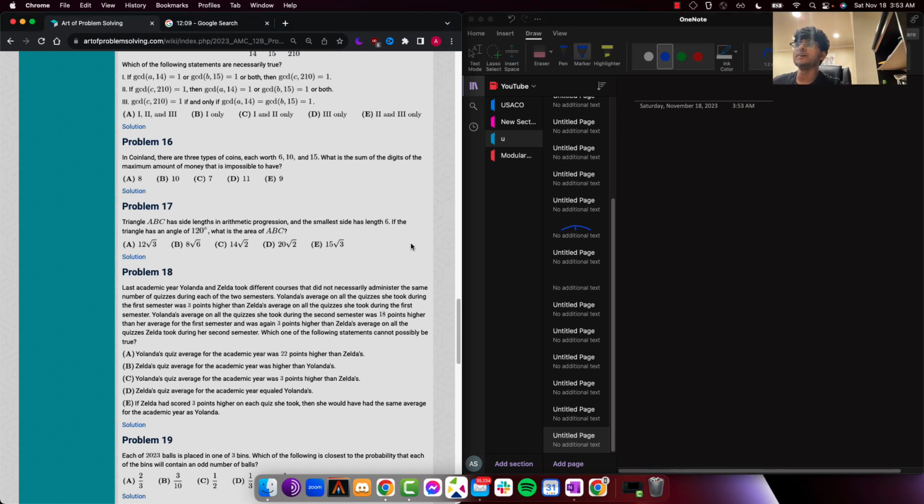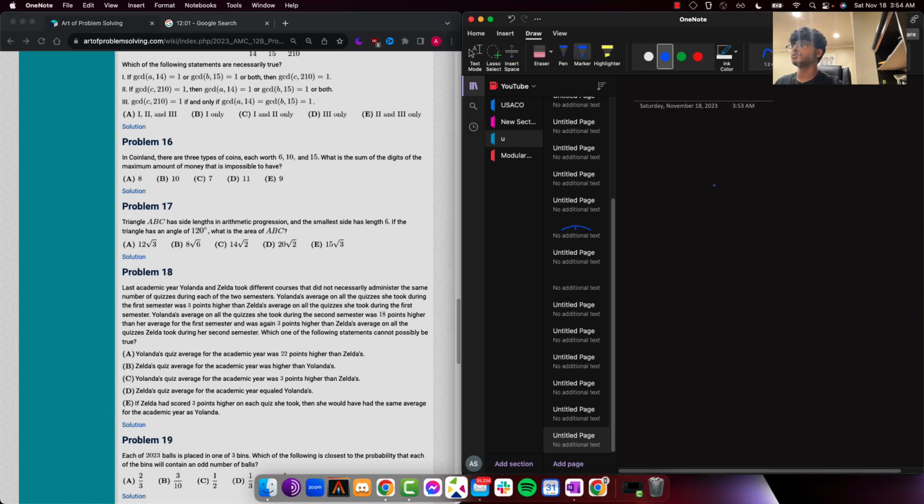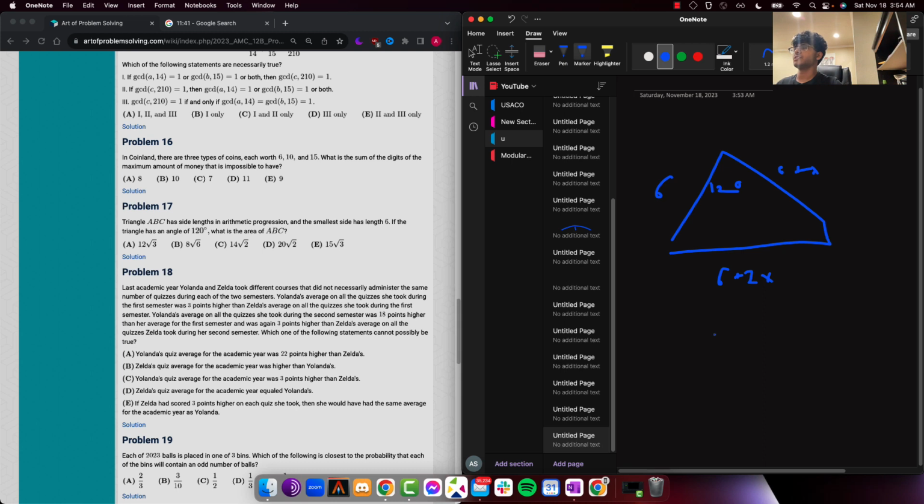Triangle ABC has side lengths in an arithmetic progression. The smallest side has length 6. If the triangle has an angle of 120, okay, this looks pretty free to me. This is just 6, 6 plus x, 6 plus 2x. And you know the triangle has an angle of 120, so that has to be opposite the largest side. So this is just the law of cosines.